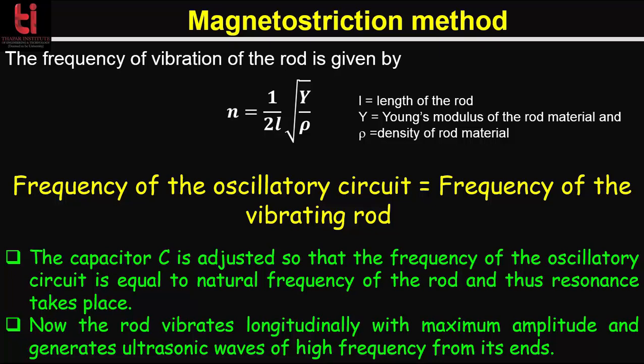Now the capacitor C is adjusted so that the frequency of the oscillatory circuit is equal to the natural frequency of the rod, and therefore resonance takes place. That means at resonance the frequency of the oscillatory circuit is equal to the frequency of the vibrating rod. Now the rod vibrates longitudinally with maximum amplitude and generates ultrasonic waves at high frequency from its end.